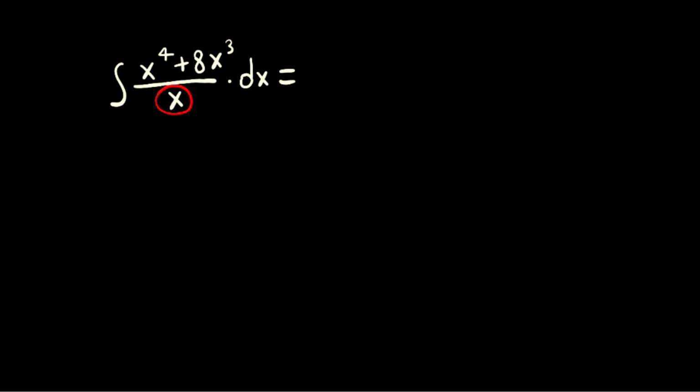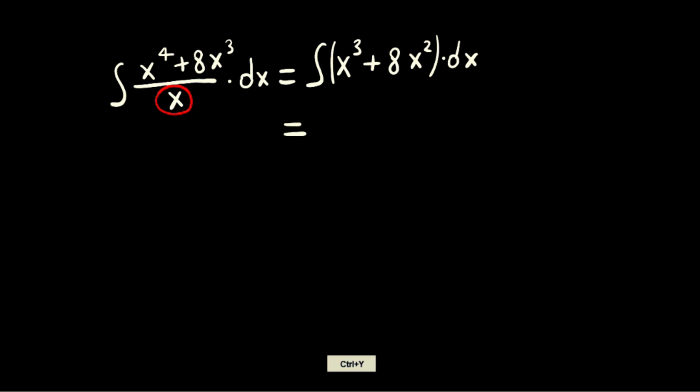So, x to the fourth divided by x is x cubed. 8x cubed divided by x is 8x squared. And now, as you can see, it's fairly easy to find the antiderivative. So, this is going to be x to the fourth divided by 4, plus 8x cubed divided by 3, plus c.